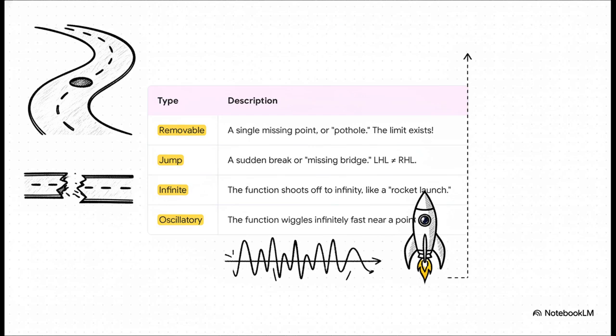A removable one is like a tiny pothole in a perfect road. A jump is like the bridge is out. The road just stops and reappears somewhere else. An infinite break is when the function just launches itself up or down to infinity. And oscillatory is where it just goes haywire, wiggling like crazy.